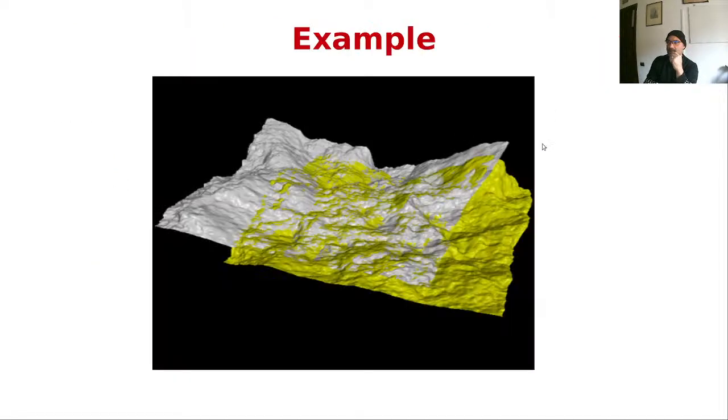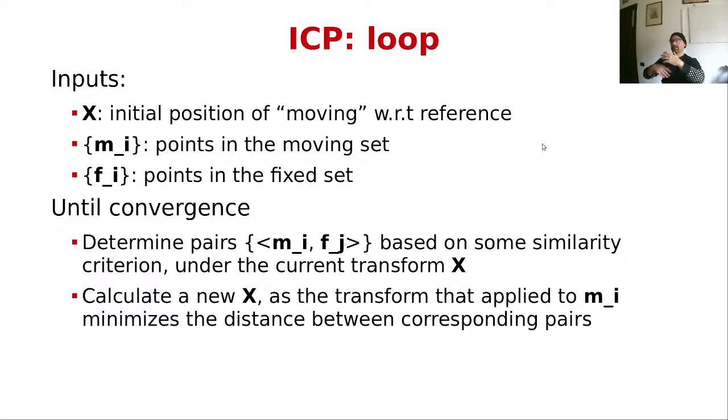ICP is typically an iterative process that alternates two phases. You start from an initial guess, where you have the two clouds, let's say, off from each other. And then given this initial guess, you ask an oracle: given this configuration, take the first point in the cloud, let's say this one, which point in the other cloud corresponds to this first point here?